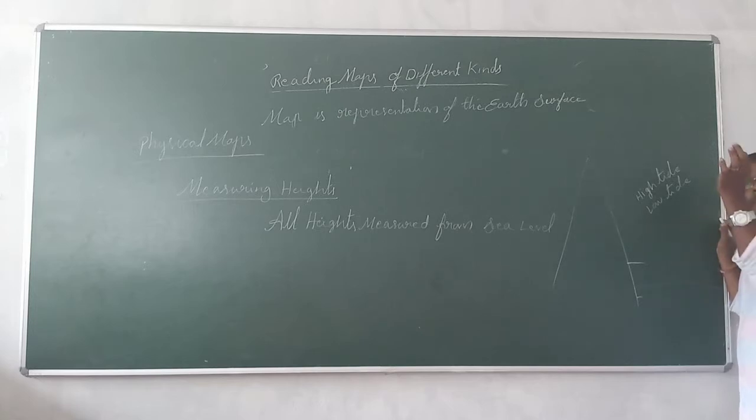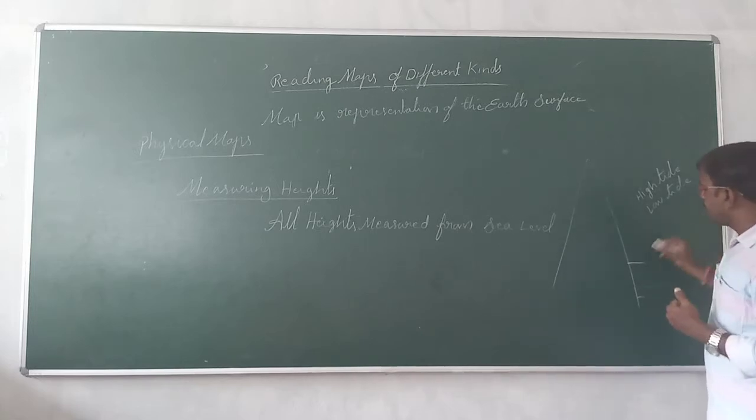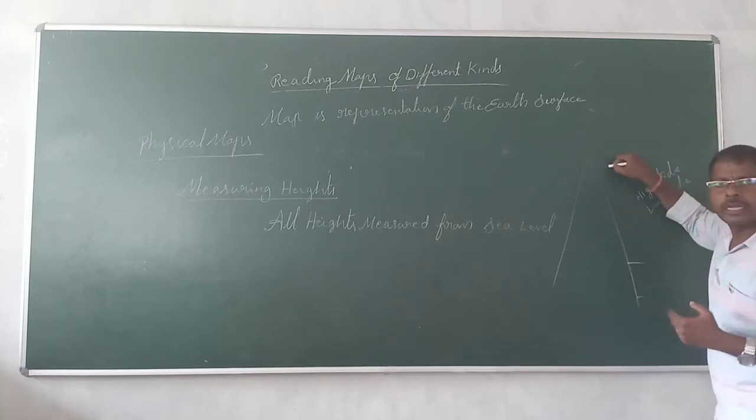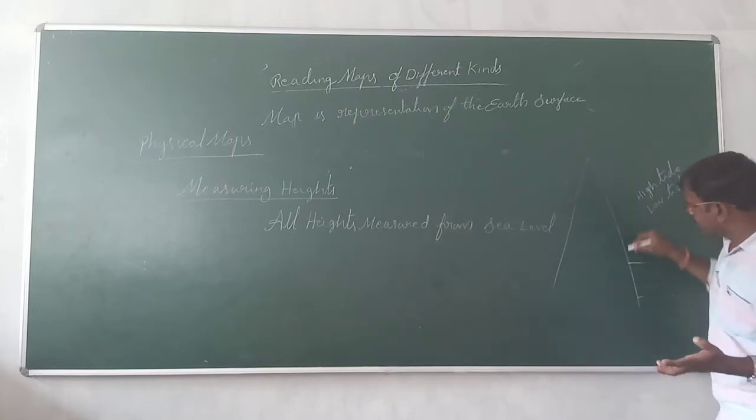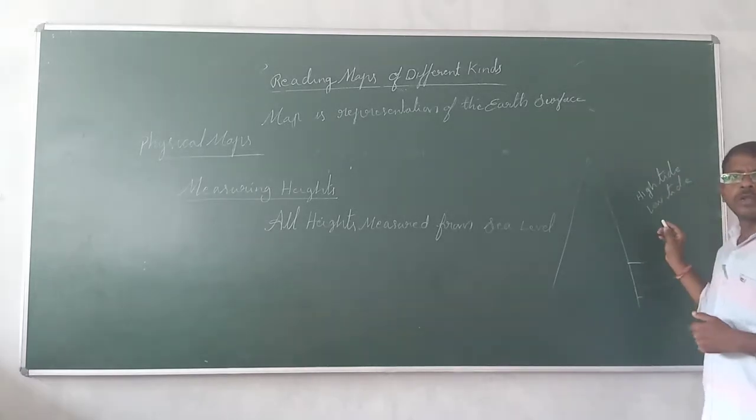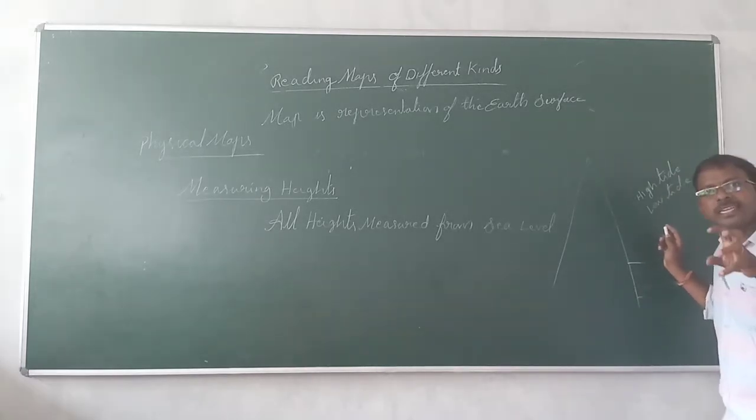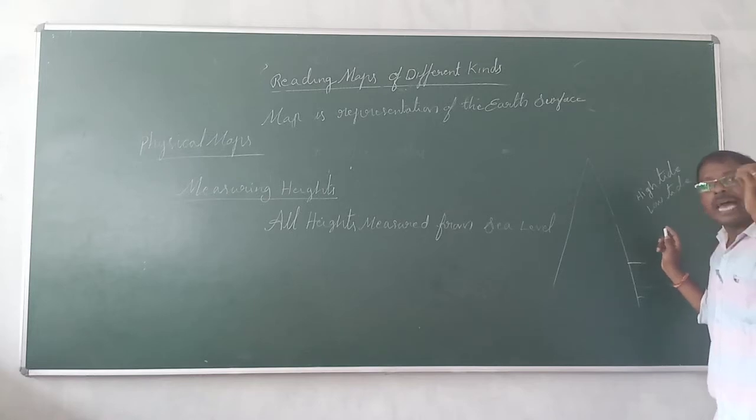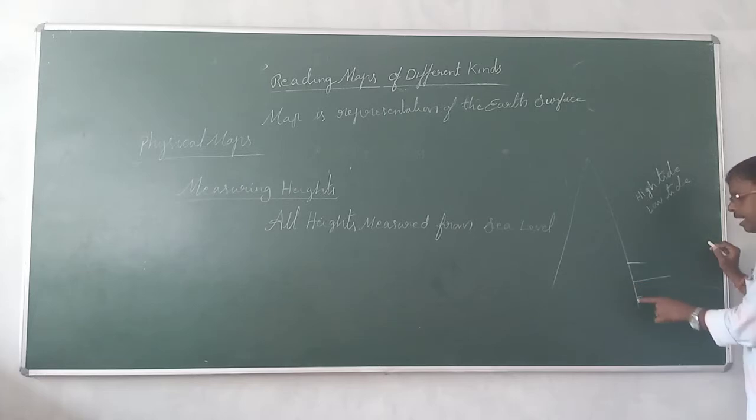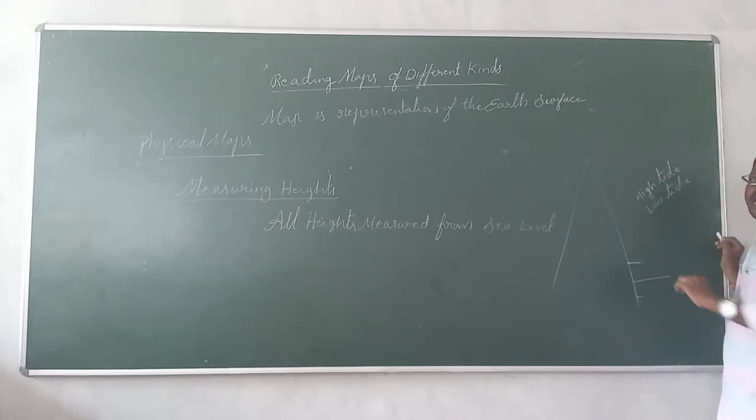Then how can scientists measure? Sometimes the water will be up to here, then the measurement will be less. Sometimes the water will be lower, then the measurement will be more. So scientists had an idea. They took the average level, the middle level between low tide and high tide.